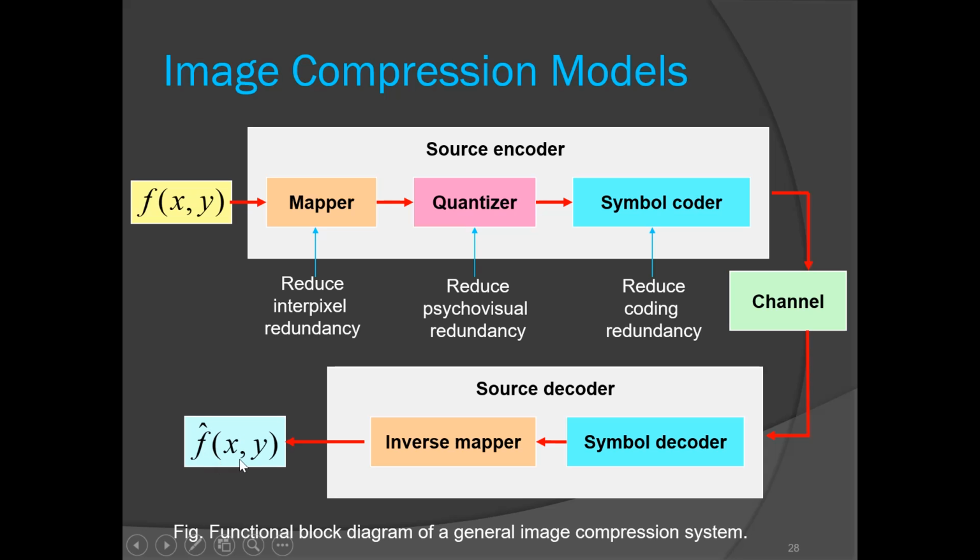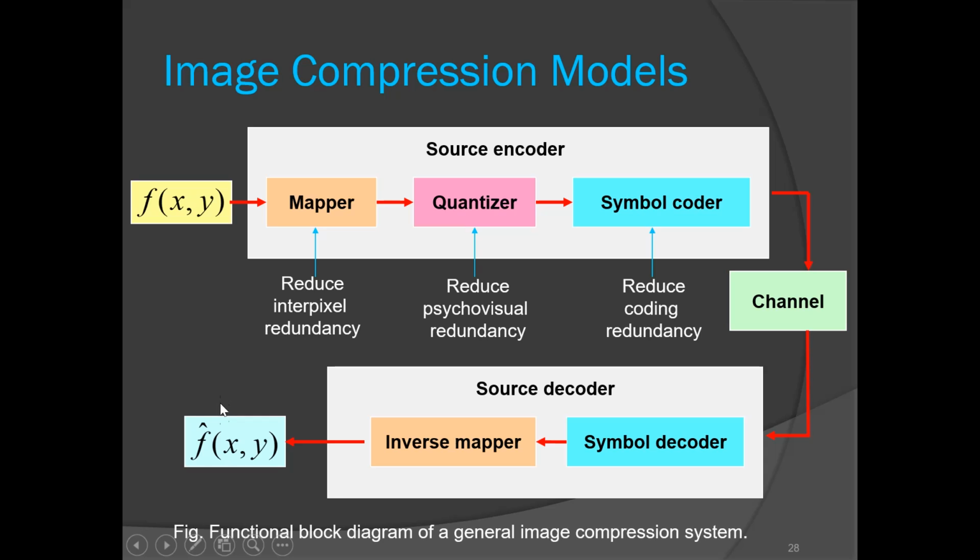of x y. If this reconstructed image, which is represented by f cap x y, is equal to the original image, that is f of x y, then that compression system is known as an error-free, lossless, or information preserving system. Otherwise, if we get a distorted image after decompression, then that compression system is known as lossy.